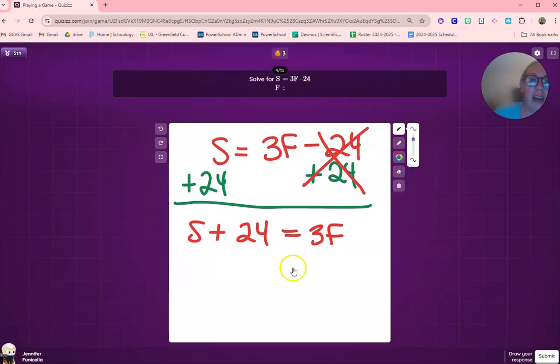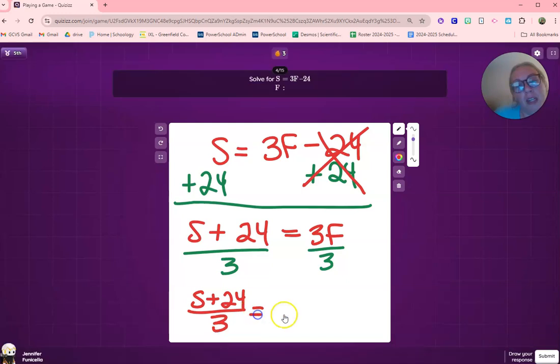And now to get F completely alone, this is a 3 times F. So we're going to divide everything on both sides by 3. So we have S plus 24 in the numerator divided by 3 is equal to F, right? 3 divided by 3 cancels out to 1F. And so that has completely isolated our value of F. Once you have that down, go ahead and hit submit. Remember, you can always pause the video to get everything that you need before submitting and going to the next question.